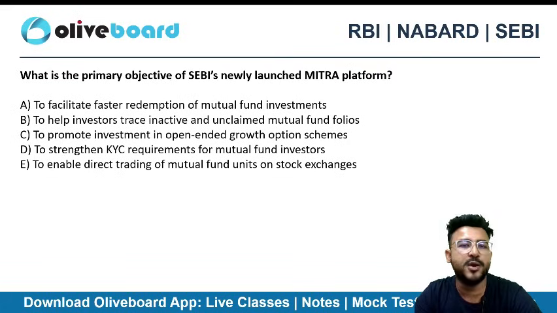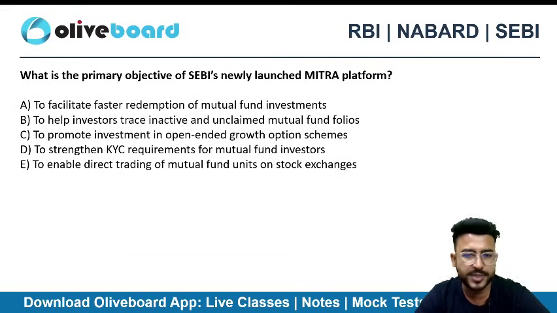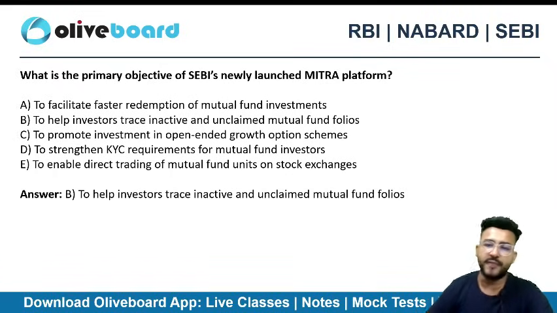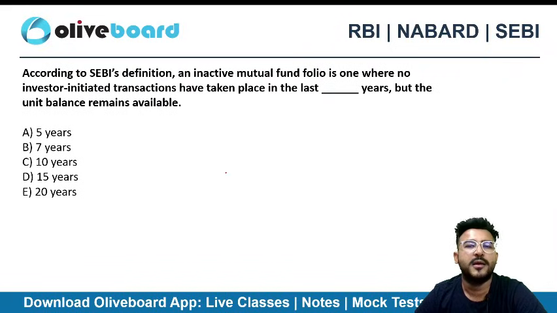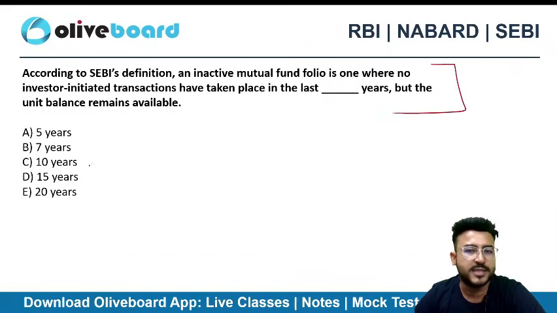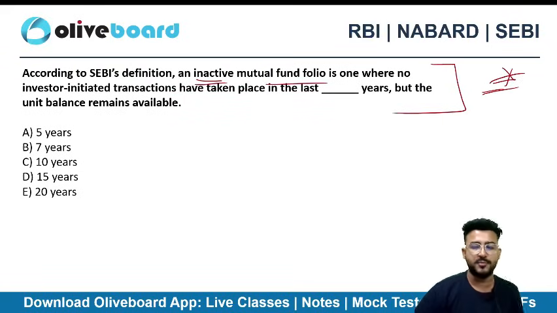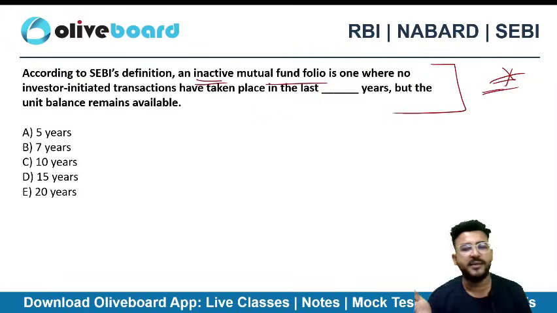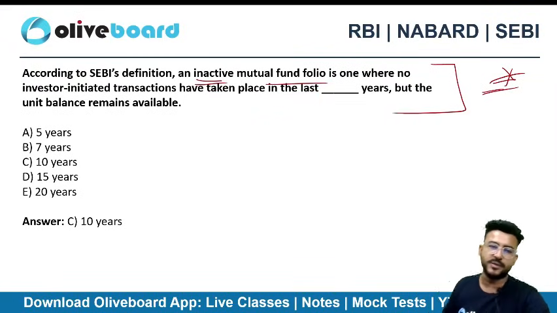Next one. What is the primary objective of SEBI's newly launched Mitra platform? The whole idea is to trace the inactive and unclaimed mutual fund folios. And can you tell me what is the meaning of inactivity in mutual fund folios? A very simple one and the most important question. Inactivity: 10 years, right? It can be financial, it can be non-financial as well. So option C, 10 years.